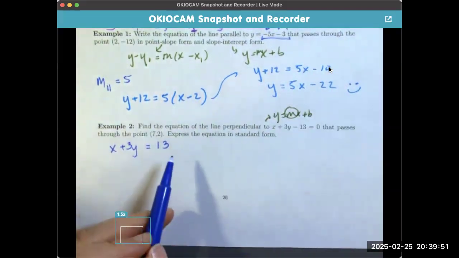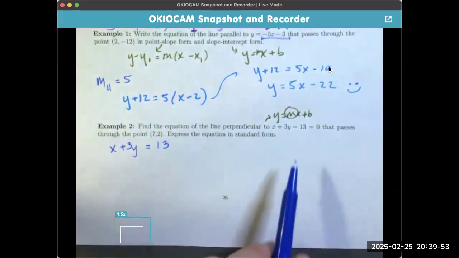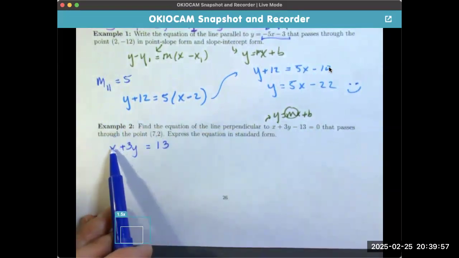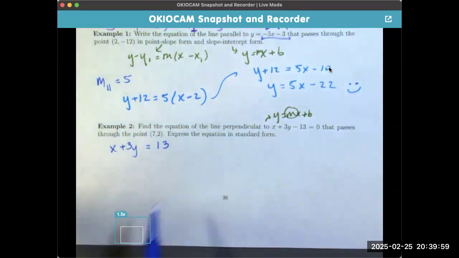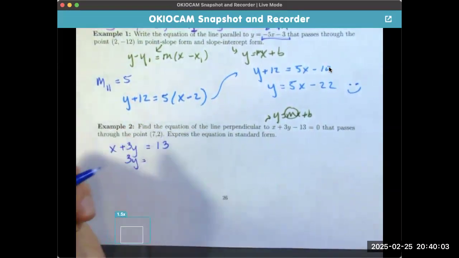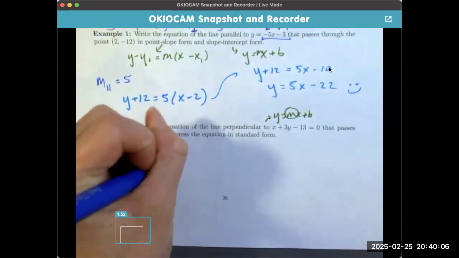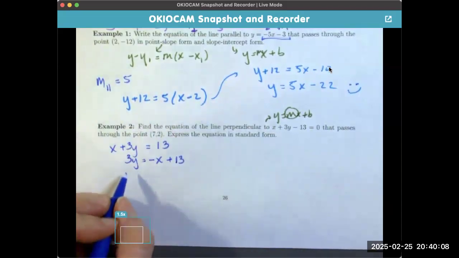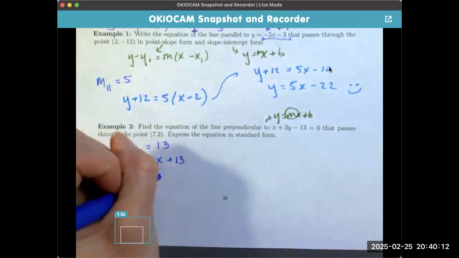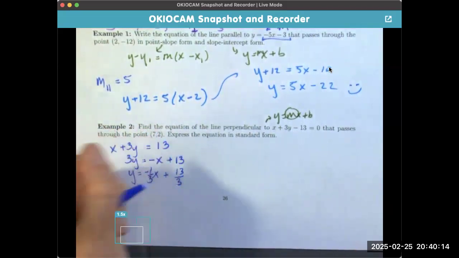So letters on one side, numbers on the other. Remember, this is standard form of a line, so we want to get this into slope-intercept form. So we want to solve for y. I'm going to kick x over. So 3y equals negative x plus 13. Then divide by 3. So y equals negative 1/3 x plus 13 over 3.